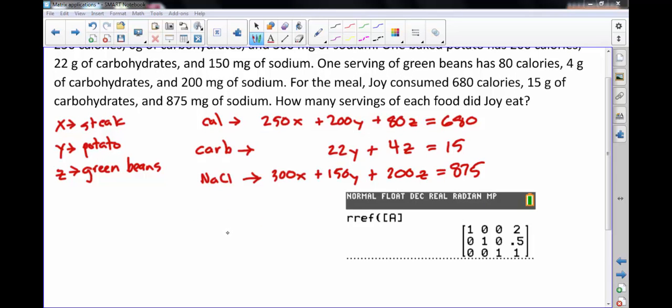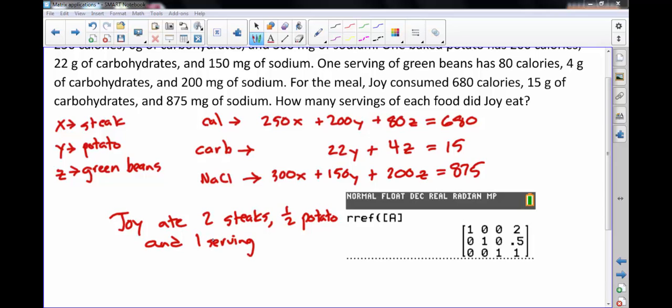All right, I've done the calculator work here. You can see what I've got. So for how many servings of each food did Joy eat? We would say Joy ate 2 steaks. That sounds good. Nice choice. She ate 1/2 a potato and 1 serving of green beans. Sounds like a pretty tasty meal.